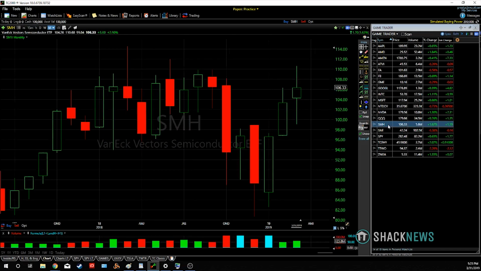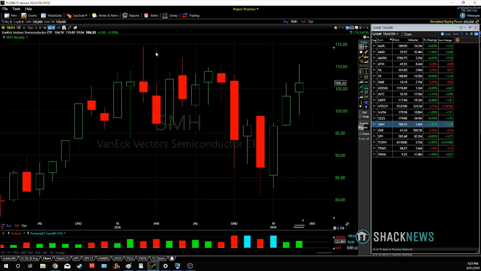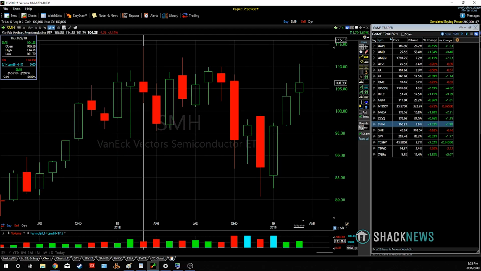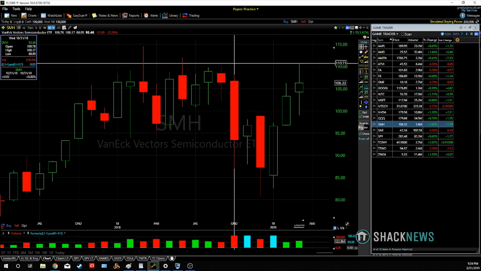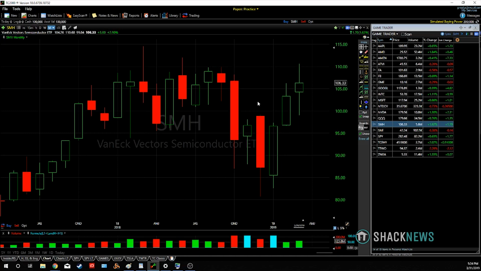You can look at the SMH as a whole, which actually peaked not in October with the market. It peaked in March, almost exactly a year ago, before completely falling out of bed at the same time that the market did in October. So you have stocks that are down materially more in this specific sector of tech, which is semiconductors.